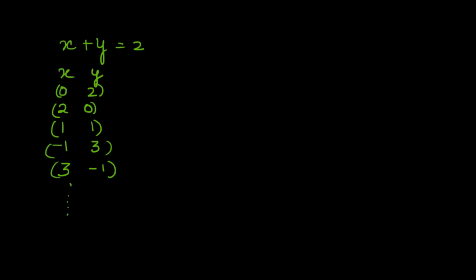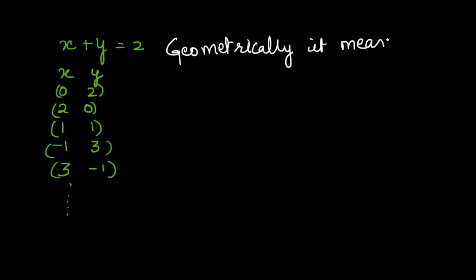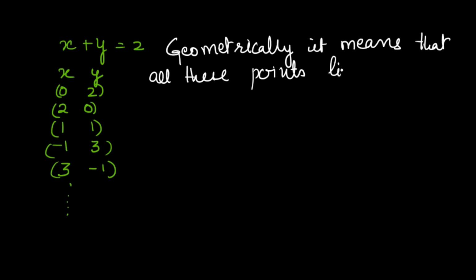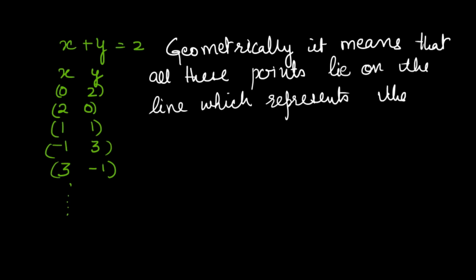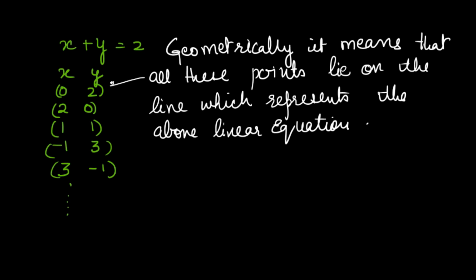Geometrically, it means that all these points lie on the line which represents the above linear equation. Geometrically, it means that all these points, which points? These pairs. If you try plotting this line, then all these points lie on the line.